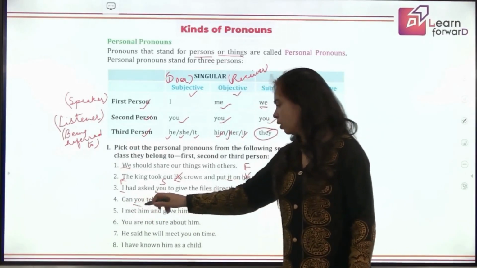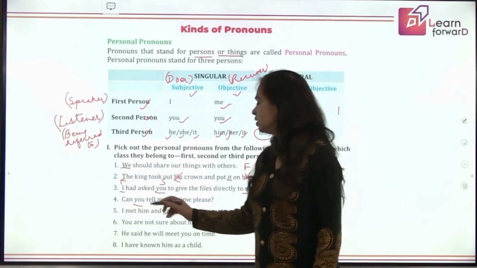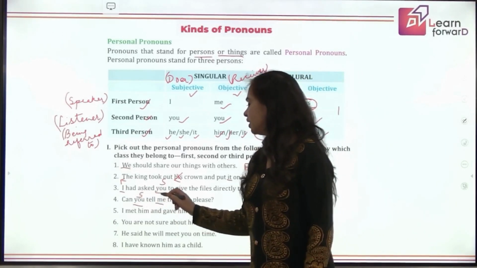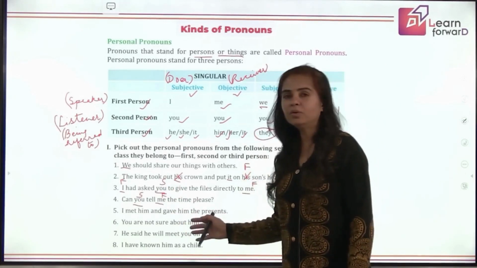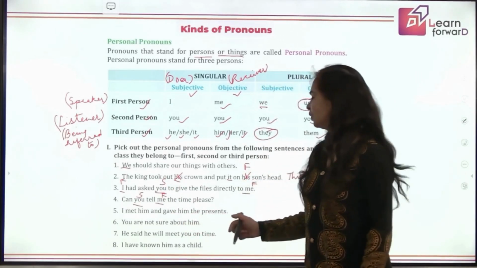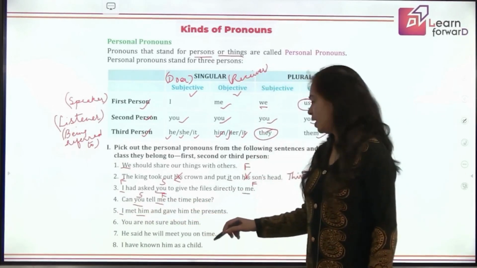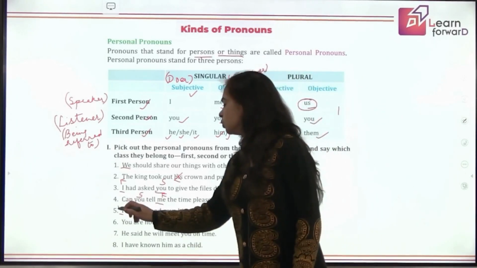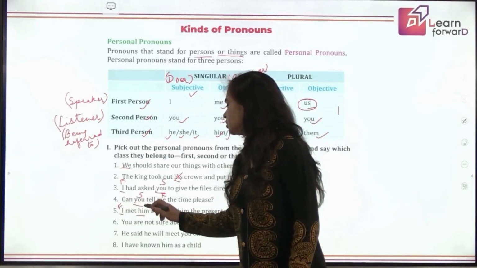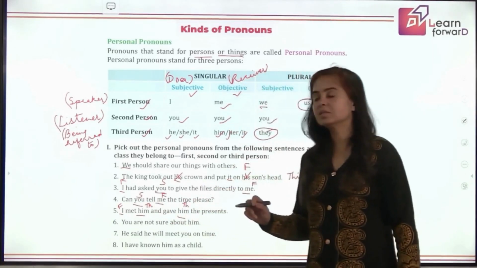Good, good. So, which person? Yes, it is second person and this is first person. So, I hope you can do it. Do you want me to continue? Okay. I, good, him, yes. I gave him the presents. So, this is first person, this is third person, and this is also third person.